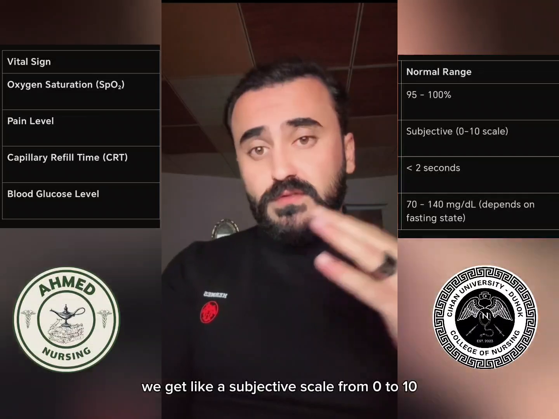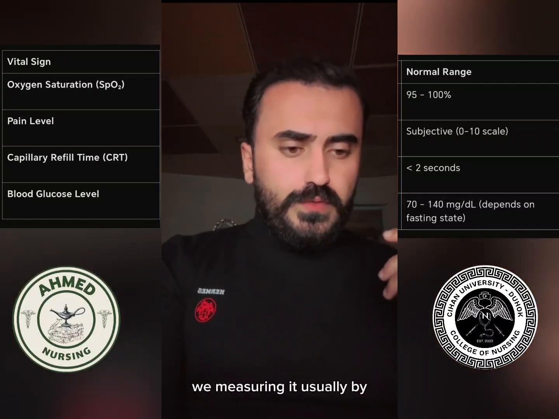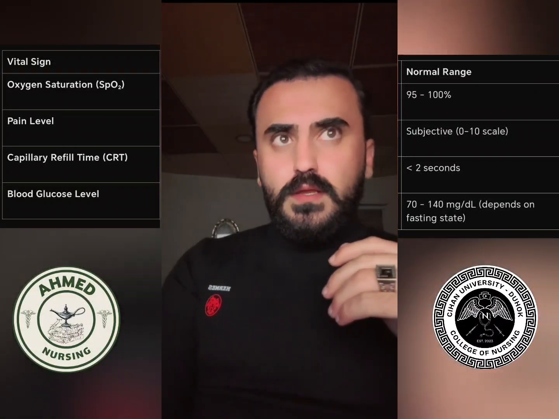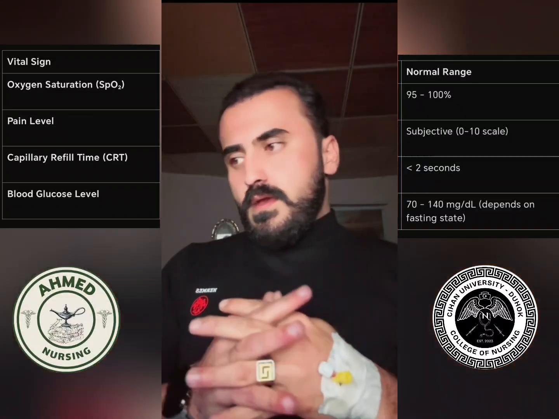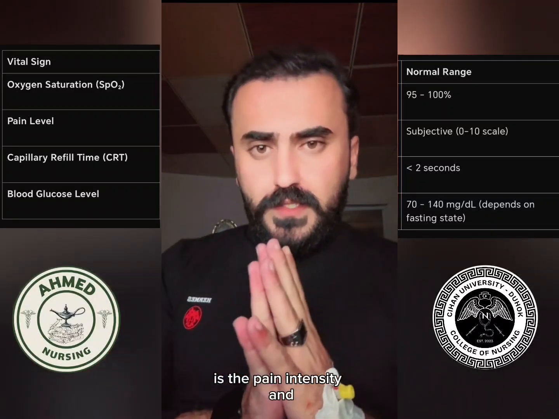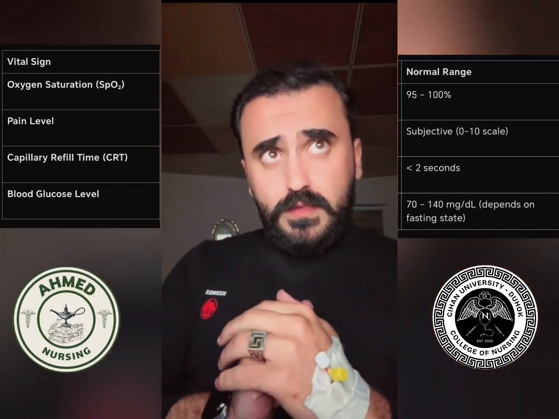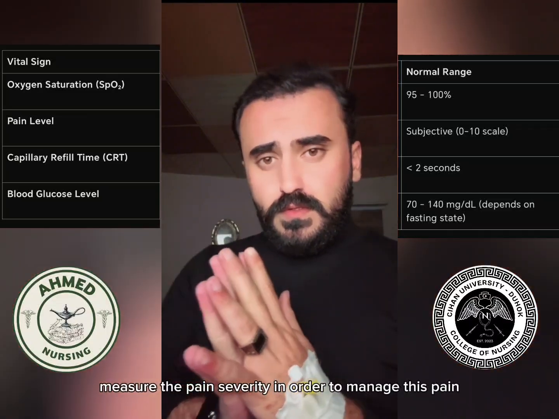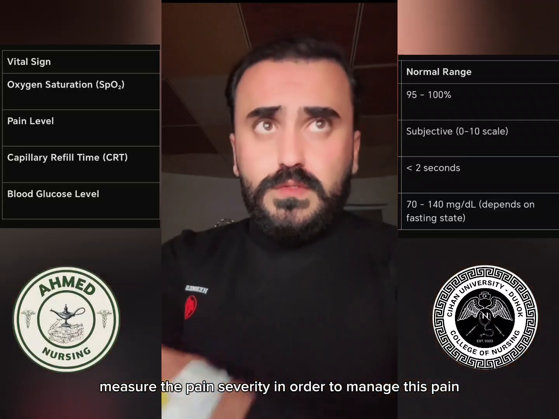We use a subjective scale from 0 to 10. We usually measure it with open-ended questions, when we tell the patient to describe the pain intensity. The purpose of the pain level is to measure the pain severity in order to manage this pain.